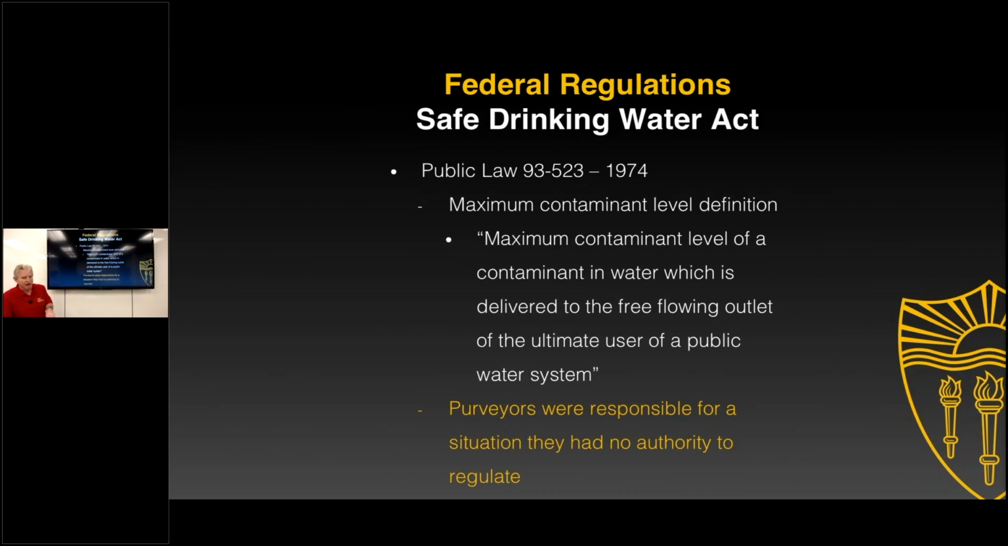Drinking water has a maximum contaminant level for all sorts of items. The definition was: the maximum contaminant level of a contaminant in water which is delivered to the free-flowing outlet of the ultimate user of a public water system. The problem is that the purveyors in this original law that came out in 1974 were responsible to the free-flowing outlet of the ultimate water user's water system.